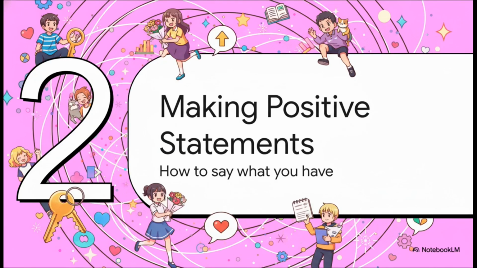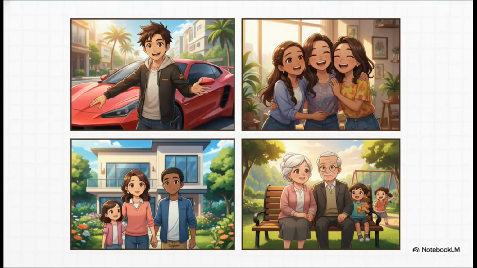All right, now let's get into the fun part, actually building some simple positive sentences. This is how you'll tell the world what you or other people actually have. And you know what? This first part is beautifully simple. For pronouns like I, you, we, and they, the verb doesn't change at all. It's just have. I have a car. You have 2 sisters. We have a beautiful house. They have many grandchildren. See? It's simple, it's direct, and it's really easy to remember.